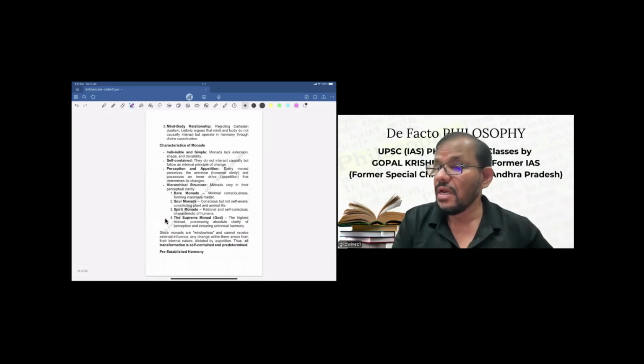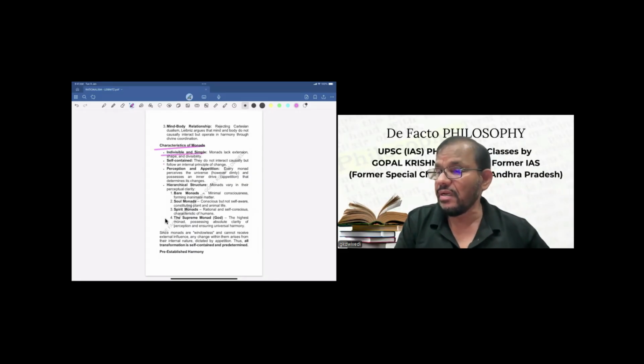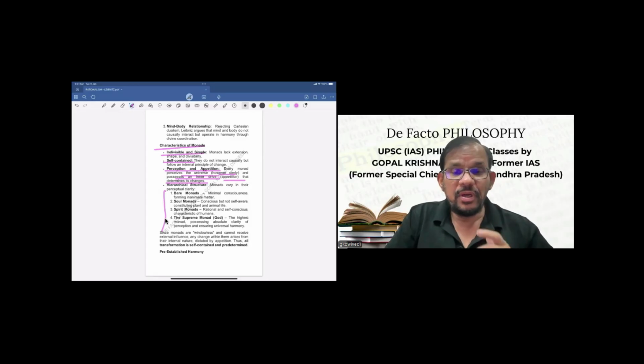Sorry, in Leibniz. Now, what are the characteristics of monads? Already in brief it has been explained, but again, a little more detail. They are indivisible and simple. They are self-contained. Then there is perception and appreciation in that. Every monad perceives the universe, however dimly, and possesses an inner drive, appetition, that determines its changes. Then there is a hierarchical nature of monads. This we have already gone through: bare monads, soul monads, spirit monads, and the supreme monad, that is God. So basically, all transformation is self-contained and predetermined.